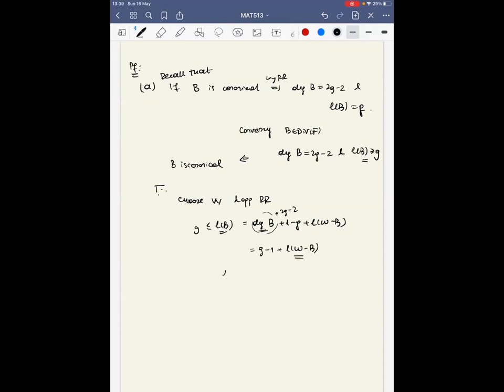And this shows us, indeed, this dimension is bigger than or equal to 1. But the degree of this divisor is 0, and this shows us by the corollary 1.4.12 that the divisor omega minus B is principal, and since B is equivalent to a canonical divisor, this also shows that B is also canonical.